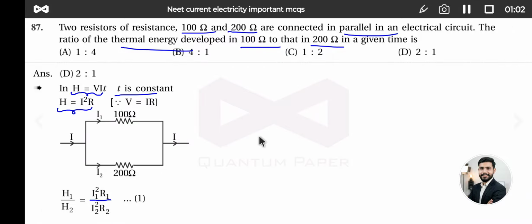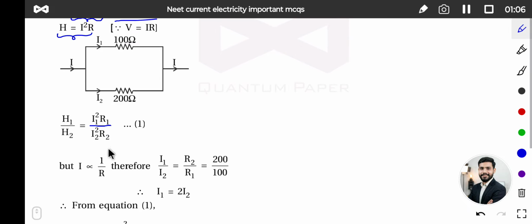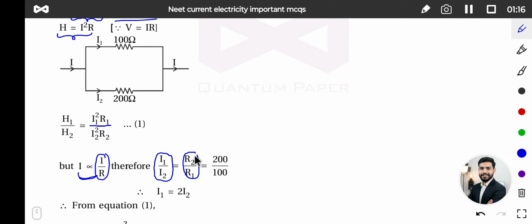But current is not given, so we'll use the current in terms of a ratio. So how are current and resistance related? I is related to 1 by R. That means I1 upon I2 is the same as R2 upon R1. So R2 is 200, R1 is 100, so 200 by 100, that is 2. So if we do the cross multiplication, then I1 is 2 times I2.